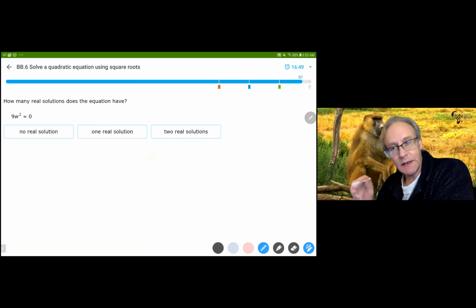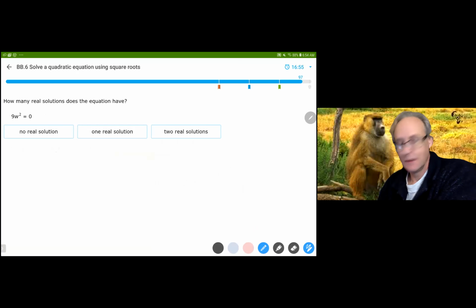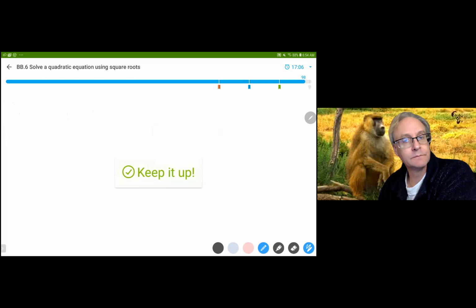Okay, divide by 9 on both sides. And yes, you can divide 0 by 9. You can't divide 9 by 0, but you can divide by 9 on both sides, and you get w squared equals 0, which has one real solution, and it is 0, because 0 squared is 0. There's only one of them.